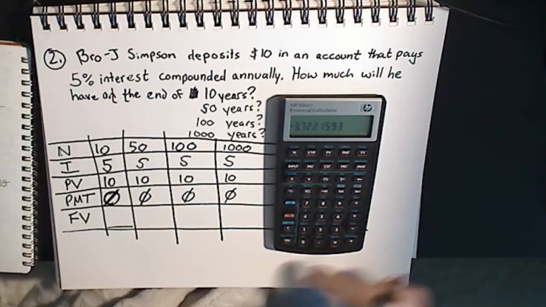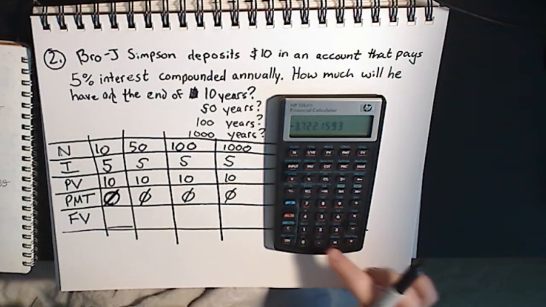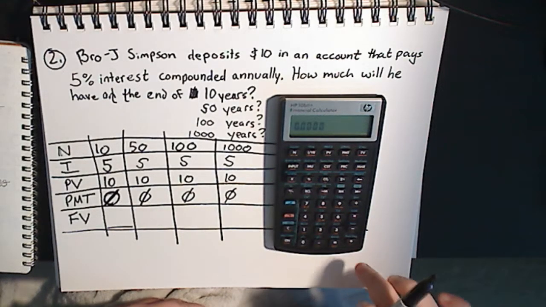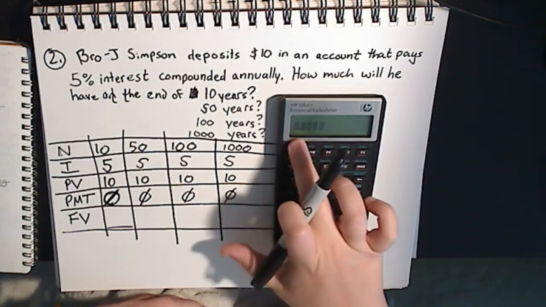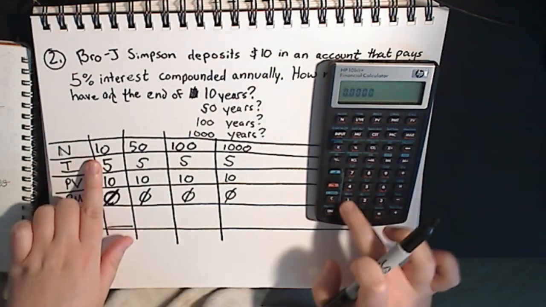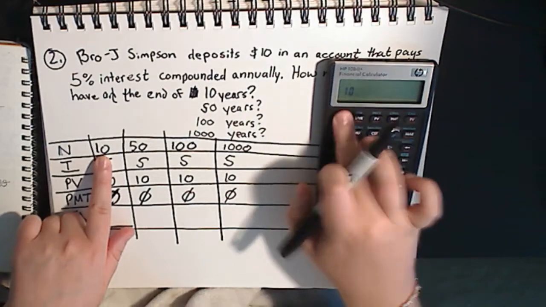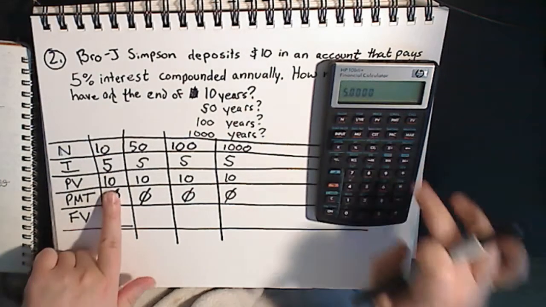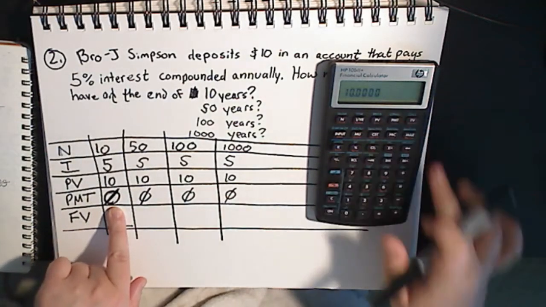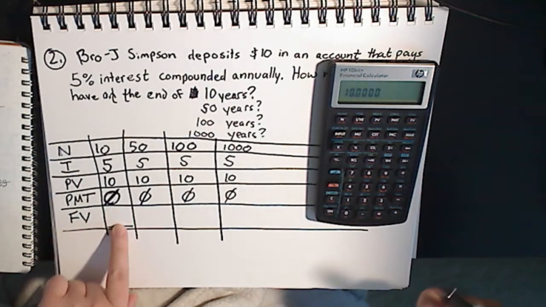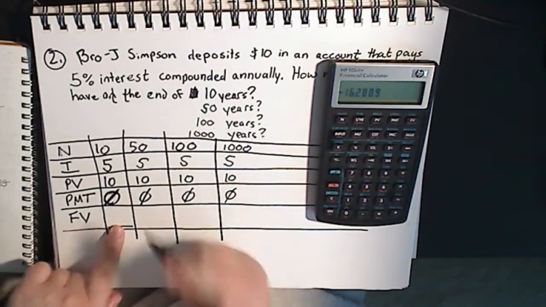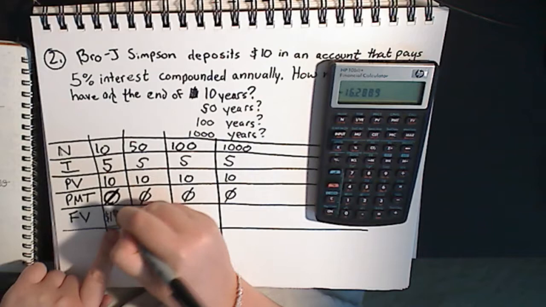So, next step is clear your calculator. Looks like I've got last question's data still in my calculator, so I'm going to press orange shift key, clear. And you see it came up 1 P_YR, which means it cleared successfully, so I'm ready to go. N is 10. 10 is N. 5 is I. 10 is PV. No payment, so I'm going to skip it. You can enter 0 in if that's your style. Solve for FV. 16.288, so that rounds up to $16.29.